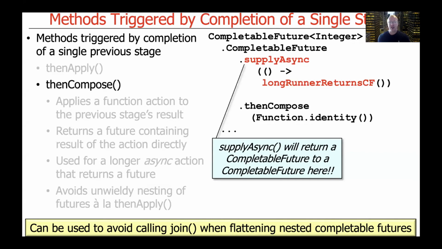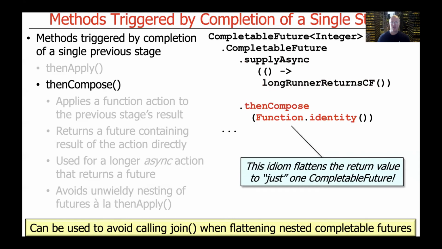Another thing you can do here, this is kind of an idiom, if you do in fact use supplyAsync on something that returns a CompletableFuture, and you want to avoid having nested CompletableFutures, then you can use the thenCompose method together with Function.identity. This is a way to flatten the return value so it only has a single level of CompletableFuture nesting. So this is a little bit more esoteric, but this particular idiom turns out to be handy in some cases where you want to avoid calling join.